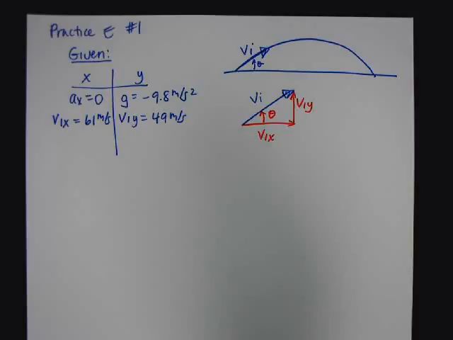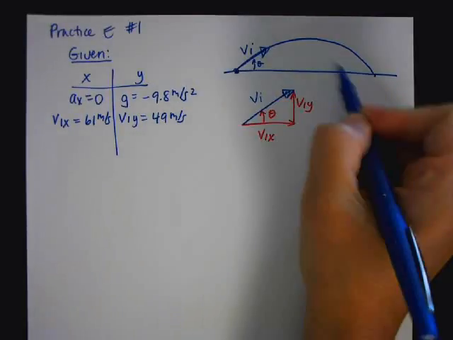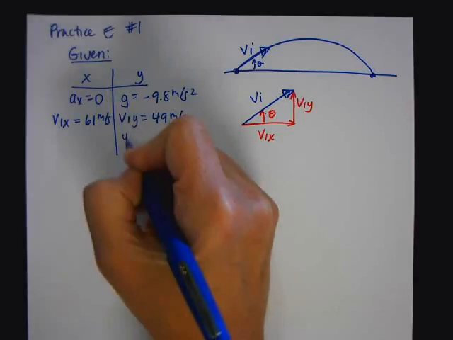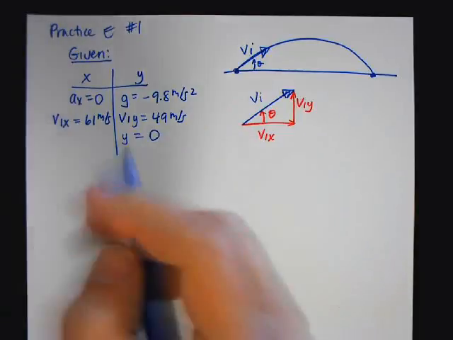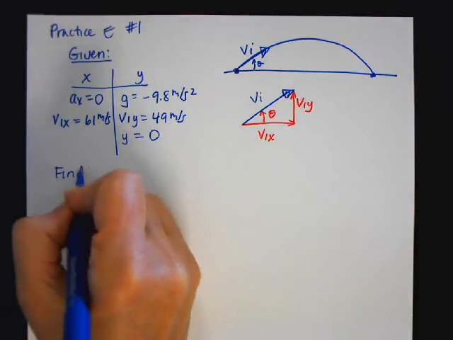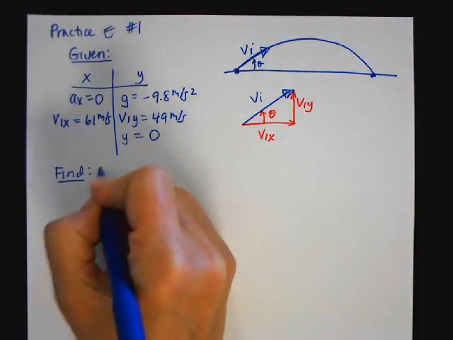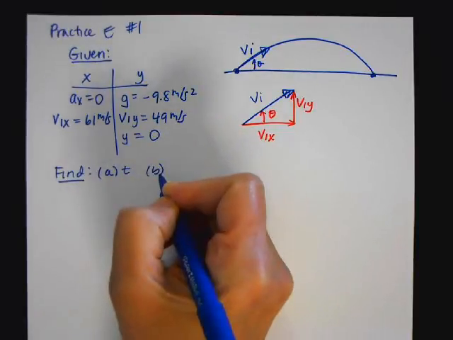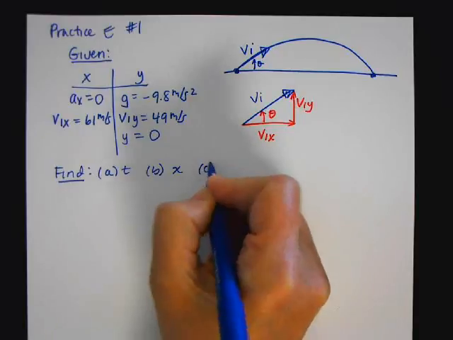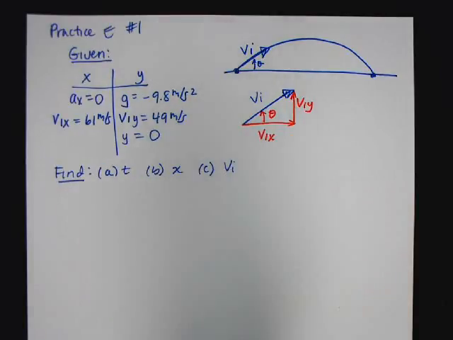Now, what else do I know? Well, I know from here to here, the vertical displacement is 0 because it's back to where it started. Now, what do I want to find in this problem? Well, I want to find A, how long is it in the air, T, B, what horizontal distance does it travel, X, and C, what is the initial velocity, VI. So we have a bunch of things we want to find.